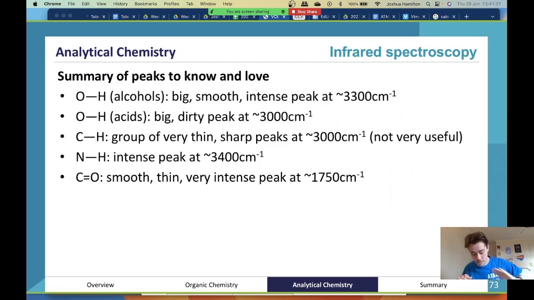So this is a very quick summary of the peaks that you sort of need to know, and we're going to go through examples for each of them. Or we're going to go through examples for like one or two of them. Actually, I'm going to go through examples for all of them, but we're going to go through examples for a couple of them. So these are the ones you need to know.